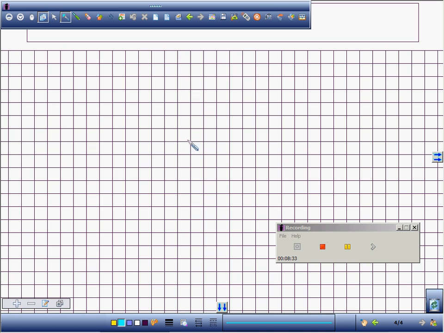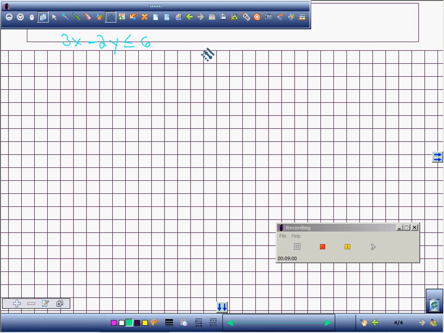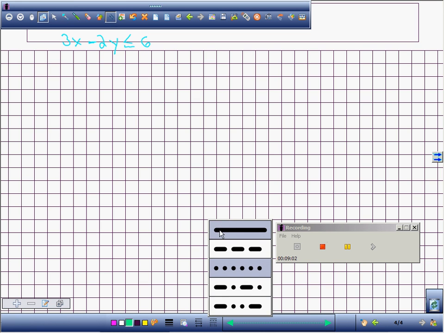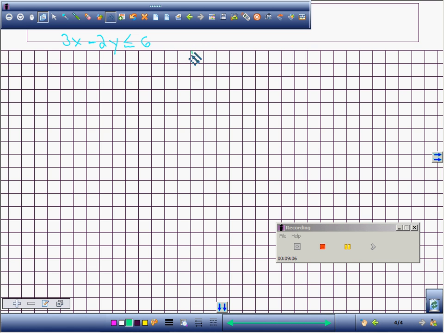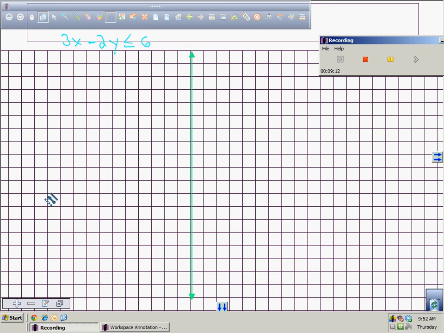3x minus 2y is less than or equal to 6. So we're going to graph 3x minus 2y is less than or equal to, do I have negative 6 or positive 6? Positive 6. So again, I'm going to make an xy axis on here. I'm going to not make it dotted, make it solid. And then I'm going to go this way.